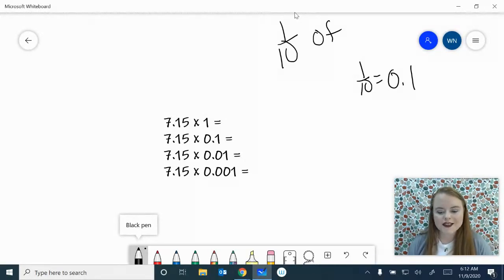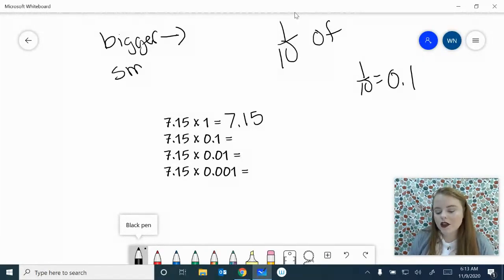So again, we're gonna start the exact same. We have 7 and 15 hundredths times 1. And we know that when we multiply times 1, it's the multiplication property of identity, and so we just keep it the same, 7 and 15 hundredths. Now let's move on. 7 and 15 hundredths times 1/10. So we know that when we went bigger, we went to the right. So when we go smaller, we're going to go to the left.